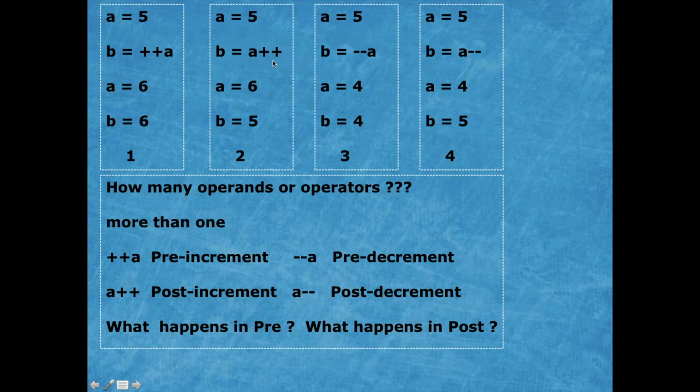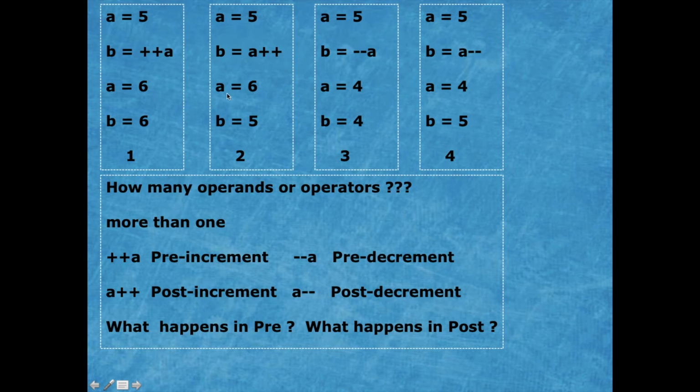Whereas in post-increment, first the value of A is assigned to B and only after that A is incremented by 1. So here the old value of A, which is 5, is assigned to B, and after that A is incremented by 1. So although A is again 6, B is now equal to 5.